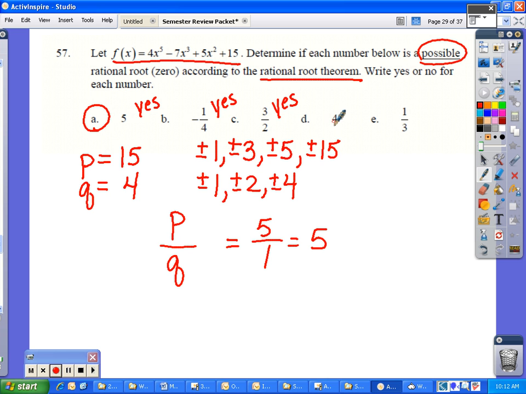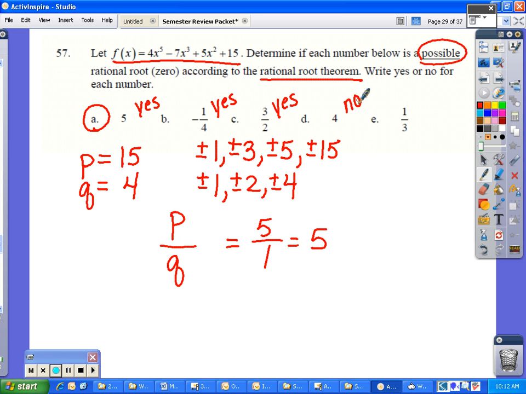Is there a possibility of getting 4? So is there something I could take and divide p by q to get 4? If I took 1 divided by 1, 3 divided by 1, 5 divided by 1, none of those will give me the answer of 4. Same thing with 3, same thing with 5, and same thing with 15. There are no combinations of p and q that will give me the answer of 4.